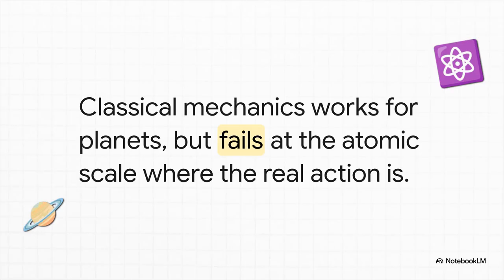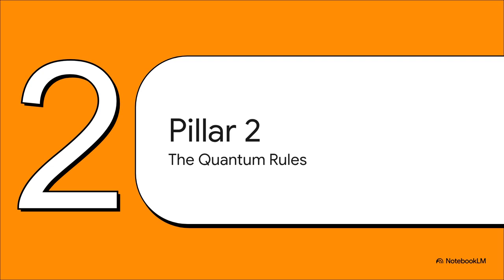But here's the thing, here's the catch. When you try to apply these same neat, predictable rules down to the level of a single atom or an electron, they just fall apart. They don't work anymore. It turns out the universe, at its most fundamental level, is playing a much, much stranger game. Which brings us to pillar number 2, and this is where things get really weird and frankly, a lot more interesting. We have to talk about the strange but true rules of quantum mechanics.